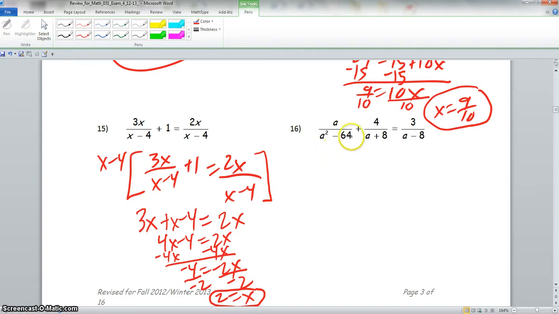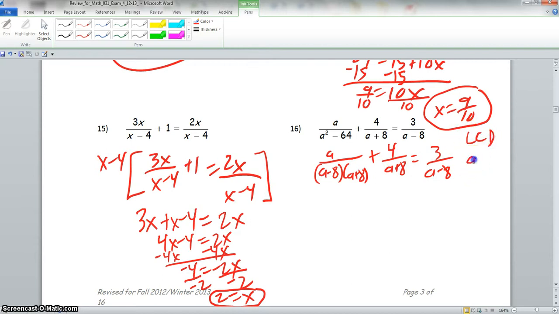Now we come here to 16. We must first factor our denominators. It's the difference of two squares, so it's a minus 8, a plus 8. Now, our LCD is a minus 8 and a plus 8. So we'll multiply this whole equation by our LCD.